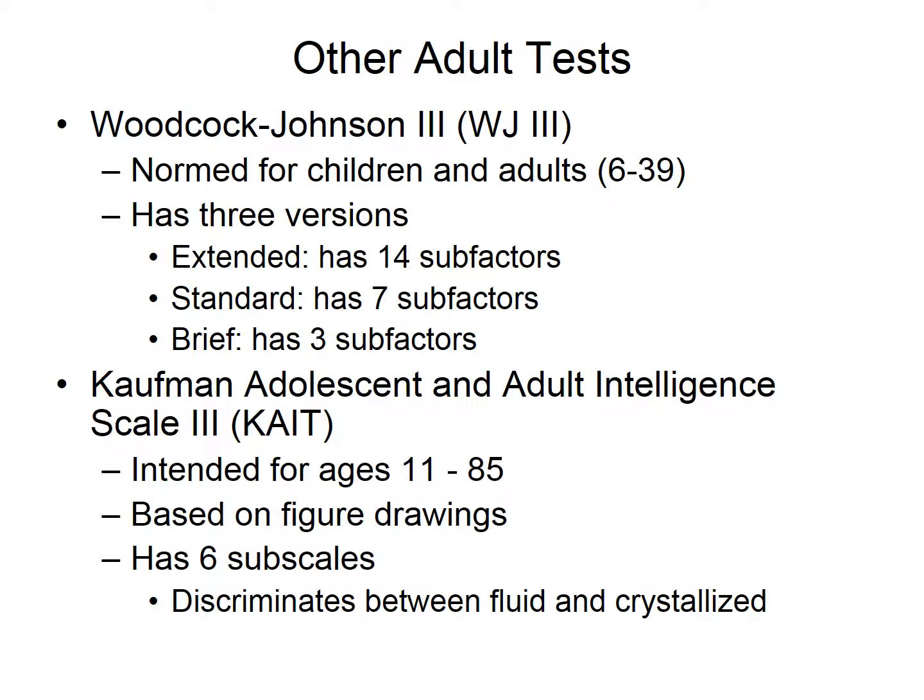There's the Kaufman Adolescent and Adult Intelligence Scale, the KAIT, K-A-I-T, currently in its 3rd edition. It's intended for ages 11 to 85, so each one of these scales also has a different group that it's been intended to be used with. And it's primarily based on figure drawings and interpretations of those drawings. It has 6 subscales, and it also has been designed to very strongly discriminate between 2 major subscales beyond those 6, and that's 3 fluid and 3 crystalline. So again, looking at that kind of genetic component versus that learned component.